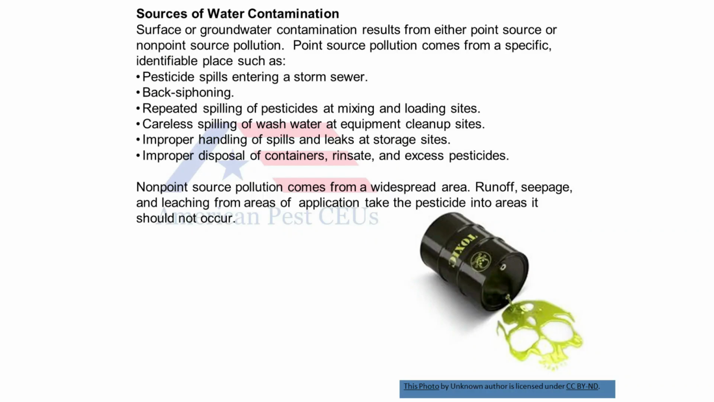Sources of water contamination. Surface or groundwater contamination results from either point source or non-point source pollution. Point source pollution comes from a specific identifiable place, such as pesticide spills entering a storm sewer, back siphoning, repeated spilling of pesticides at mixing and loading sites, careless spilling of wash water at equipment cleanup sites, improper handling of spills and leaks at storage sites, improper disposal of containers, rinsate, and excess pesticides.